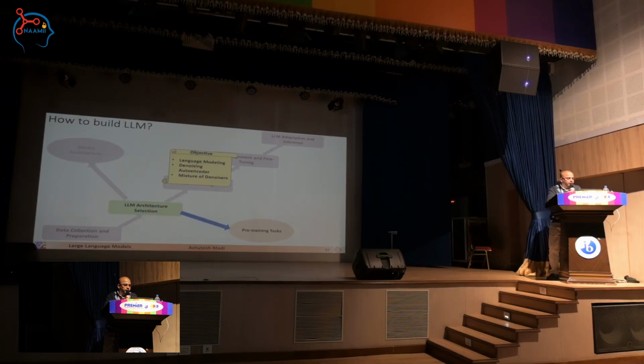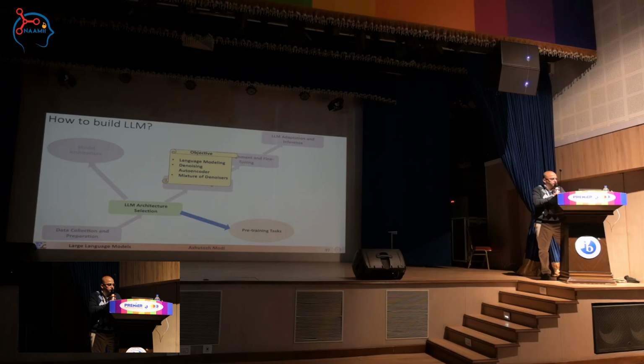All right, so once you have decided on the architecture, then you need to decide on what sort of modeling objective you want. You could start with the standard language modeling objective, or you can have a denoising autoencoder, where you corrupt some of the words in the sentence and you want the model to predict those corrupted words. That's another objective you could use. Or you can have a mixture of language modeling and the denoising autoencoder objective, right?